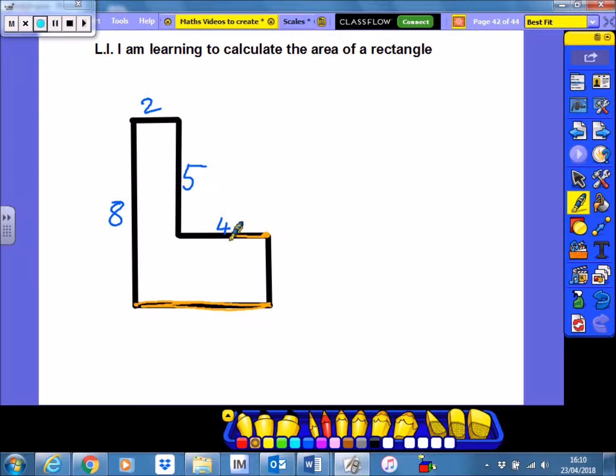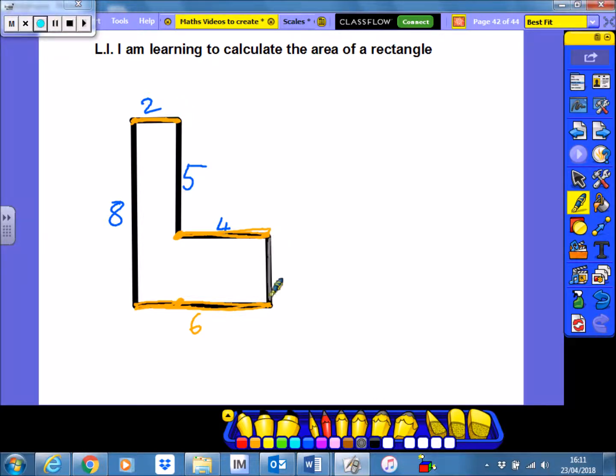I know that from here to here is 4 centimeters. So if I was going from this edge to this point here, that would be 4 centimeters. The rest of the way is from here to here. That's another 2 centimeters. So this orange line here is the same as this orange line plus this orange line. So it is 4 plus 2, or 6 centimeters. So we are able to deduce what this bottom edge is by adding together 2 of the other edges.